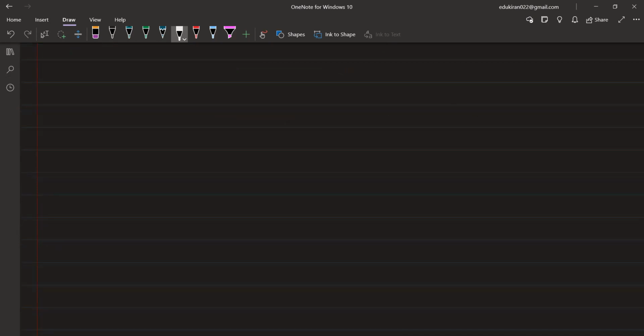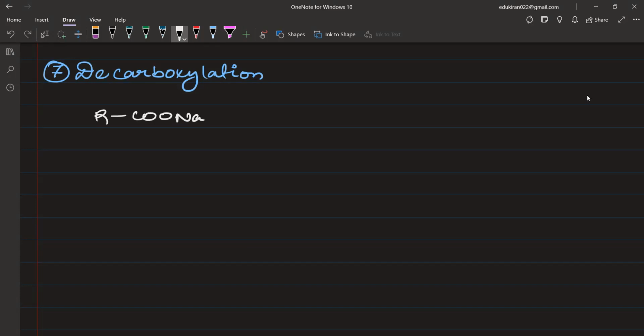Right, next, the 7th reaction, decarboxylation. When you react the sodium salt of a carboxylic acid, RCOONa, in the presence of soda lime, which is a mixture of sodium hydroxide and calcium oxide, NaOH plus CaO, and heat it, you will get an alkane with one less carbon atom, plus Na2CO3.